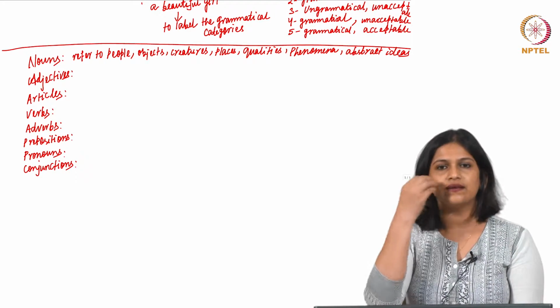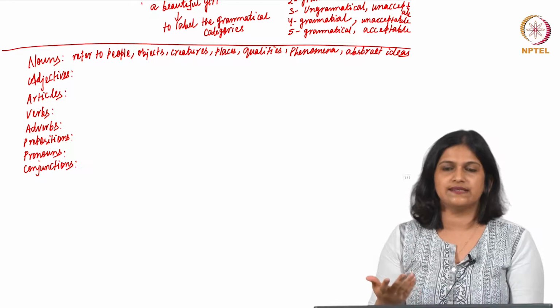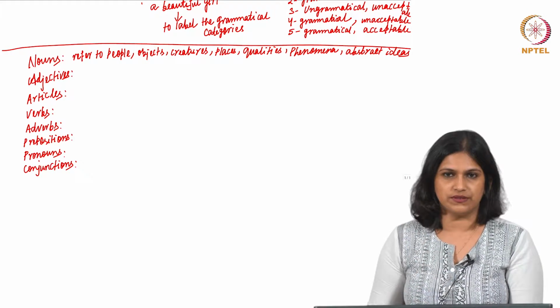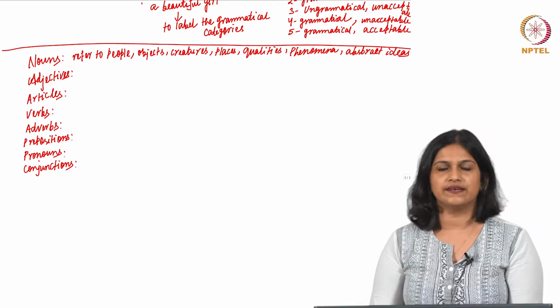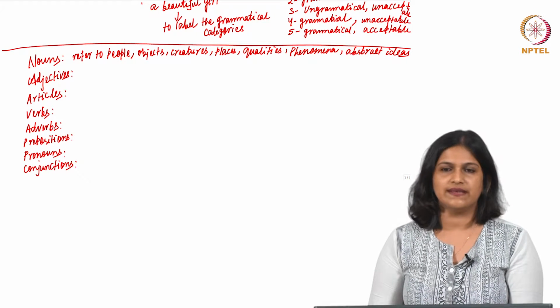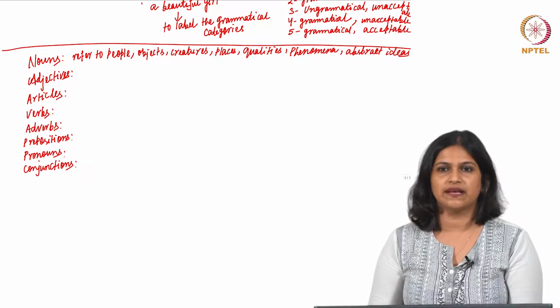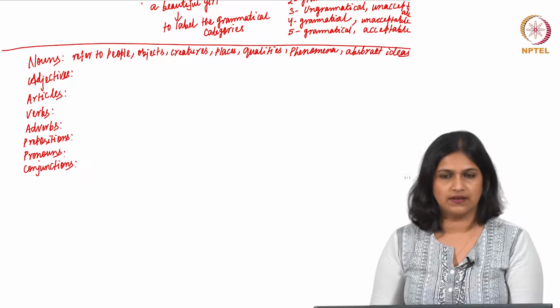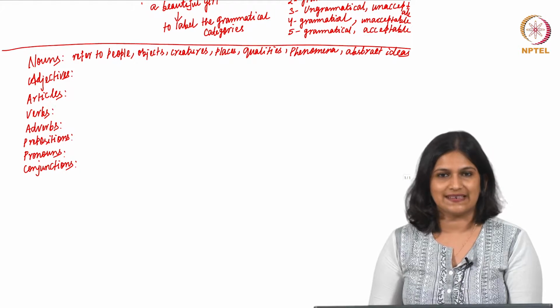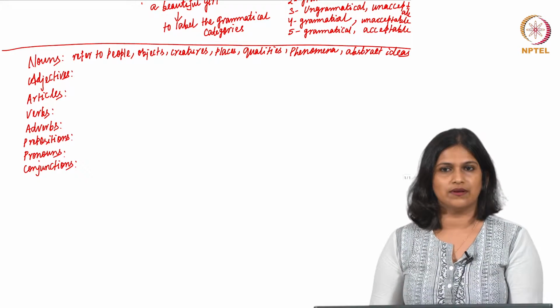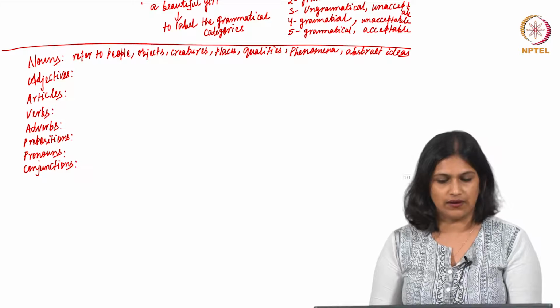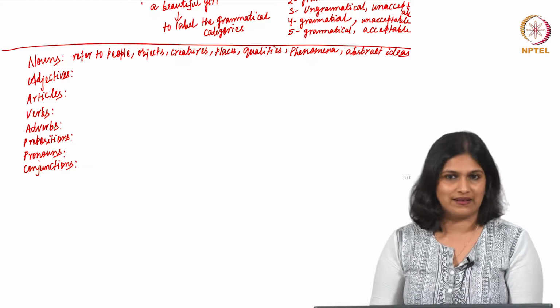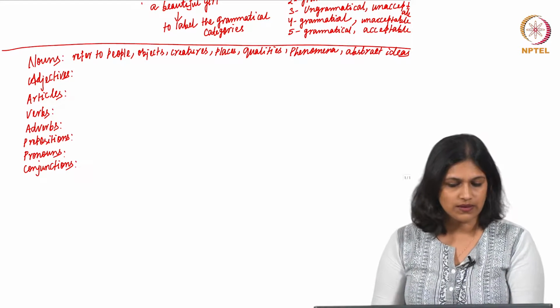So, when I say the nouns refer to people, let us say I say boy. A boy is also a person. So, boy is a reference to a person. When I say it refers to the objects, something like backpack, I am carrying a backpack. So, backpack is an object. Creatures, let us say cat, that is also a noun. Backpack is a noun, boy is a noun. Places, bank or school, school is a noun.